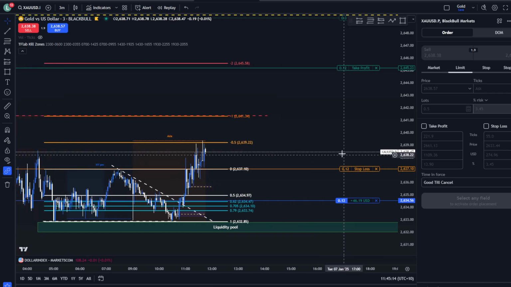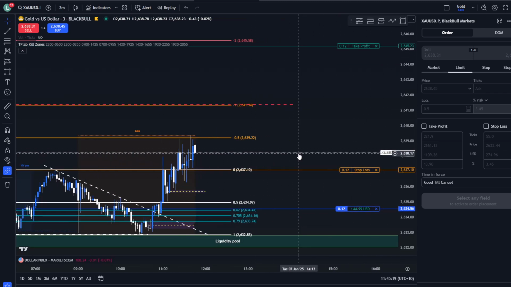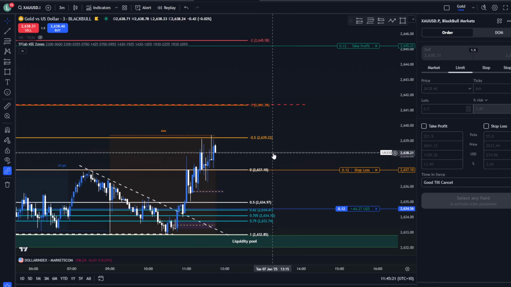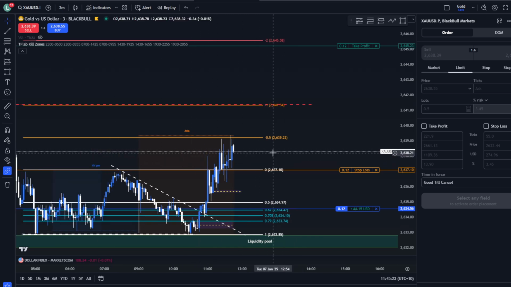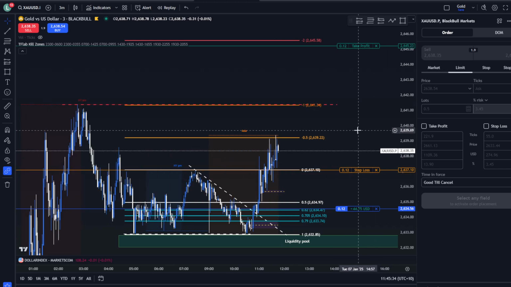So for the moment, I'll leave this chart to continue printing out, and we'll check back in a little bit to see where it is, to see if we get stopped out. Maybe I'll see if I can capture the stop loss getting hit, or if we get to our new take profit target, and we'll see if we can capture that.